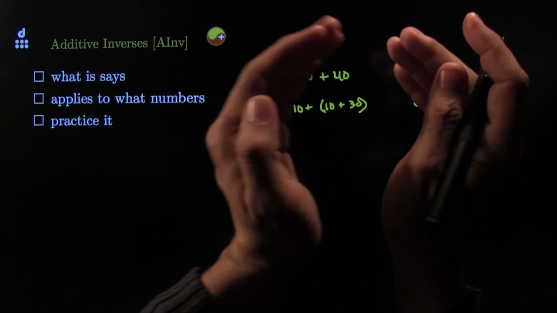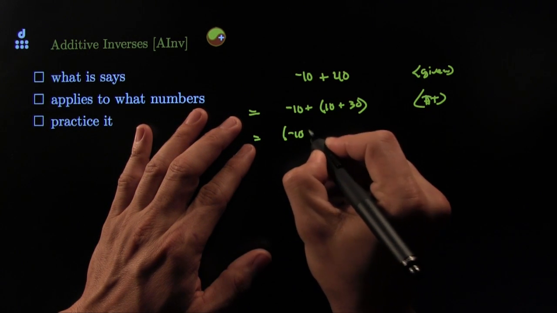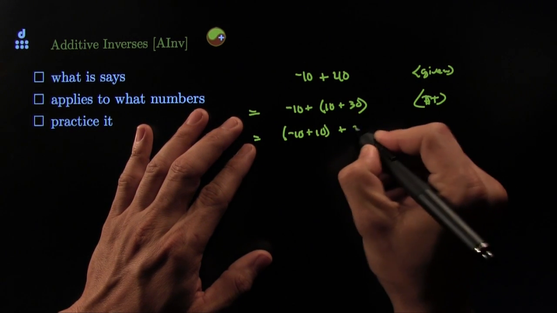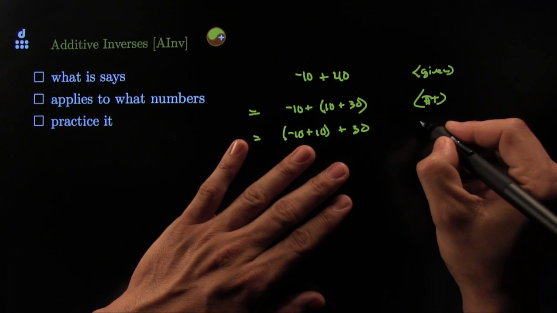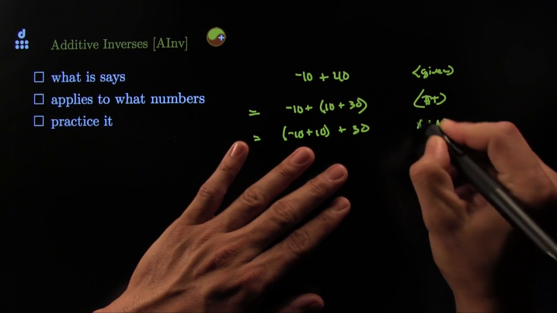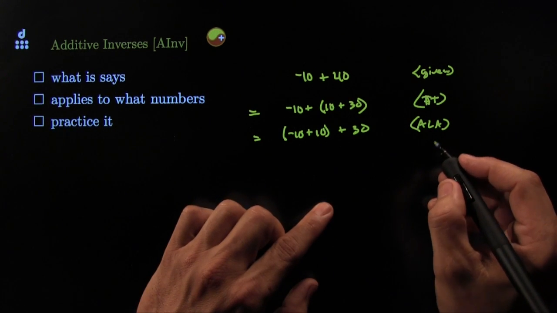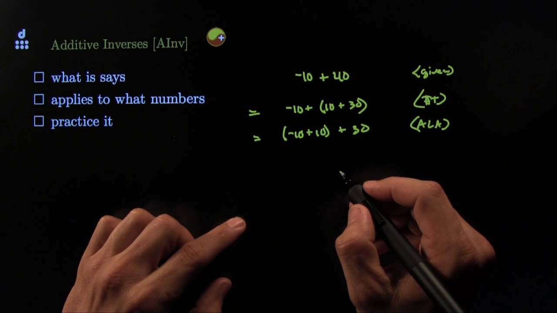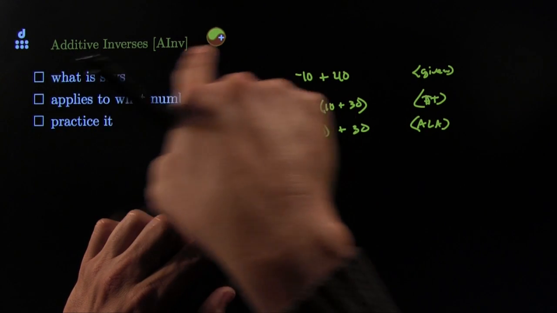Now I take these parentheses and I slide them over. Now I have negative 10 plus 10 plus 30. Who says I can take these parentheses and slide them over? Duh, that's the associative law of addition. So you practice that hundreds of times on the flashcards. But wait, there's more. What is 10 plus negative 10? That's where we're at today.